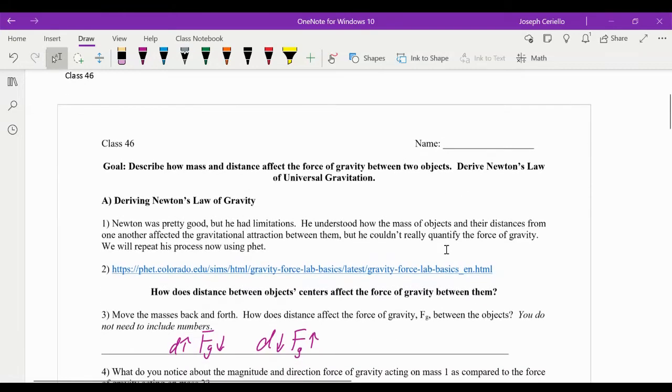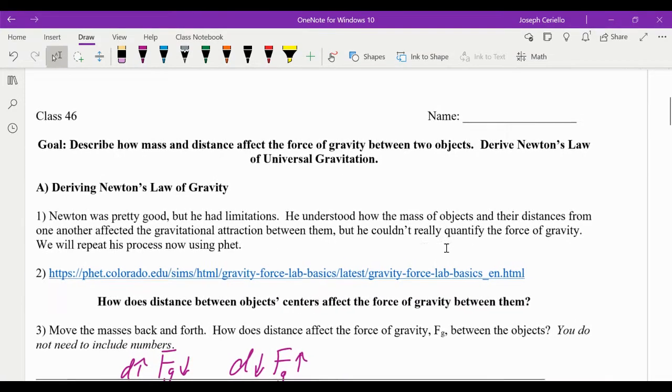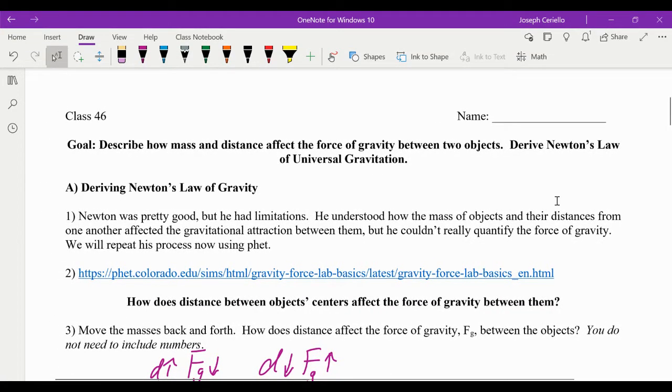Hey folks, we're looking at class 46. This is an introduction to gravity, specifically Newton's law of universal gravitation, or the universal law of gravitation.